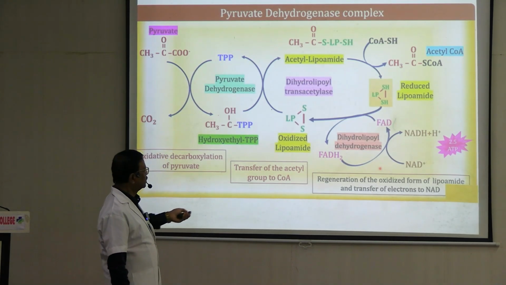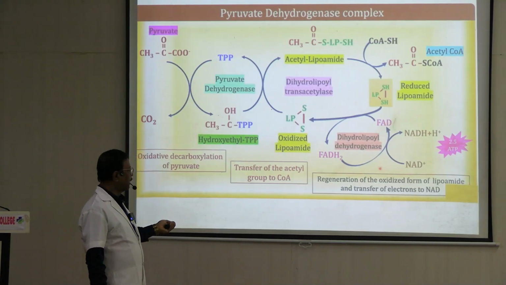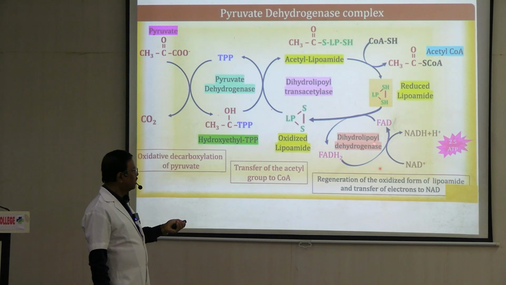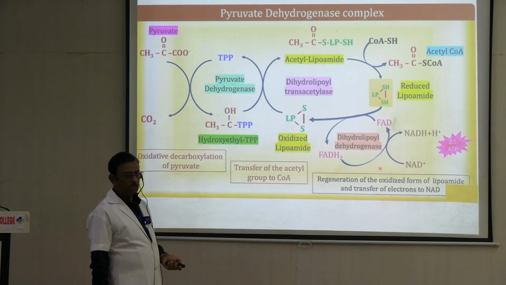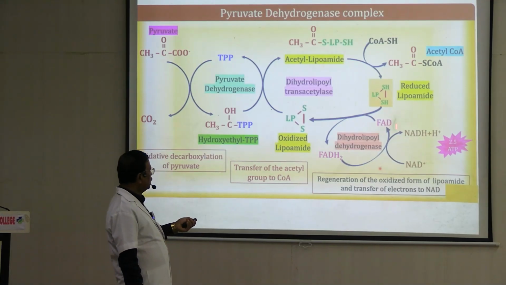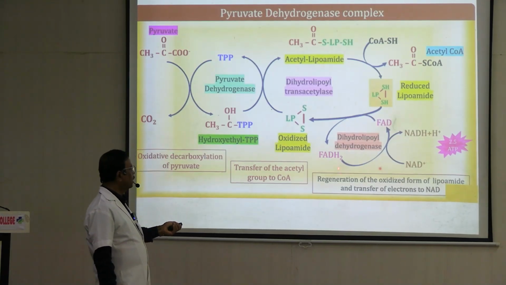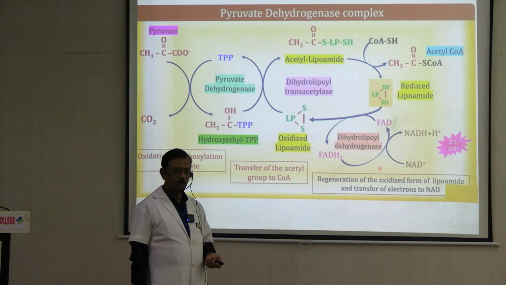Now to carry on this cycle, lipoamide needs to be oxidized again. That is done by dihydrolipoyl dehydrogenase. FAD, flavin adenine dinucleotide, is reduced to FADH2 and reduced lipoamide is oxidized to oxidized lipoamide. Okay?